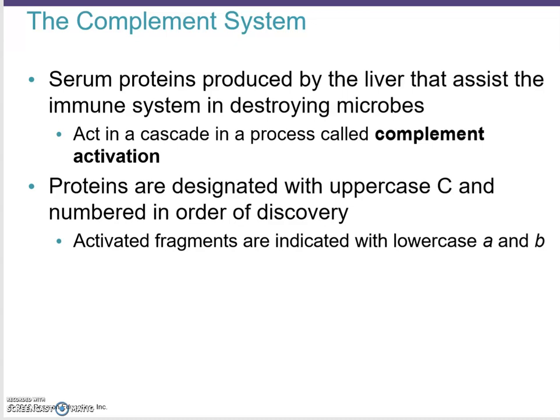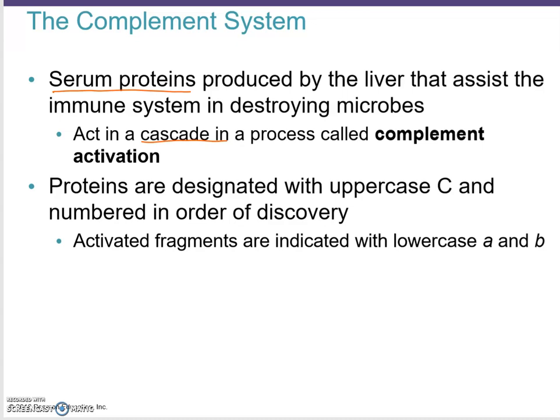So basically, these are serum proteins. The complement system consists of a set of serum proteins that are produced by the liver. They assist the immune system in destroying microbes. Therefore, it's an assisting system, the complement system. They act in a cascade, so it's sequential events that need to be set in motion, and these falling dominoes, that's called complement activation.